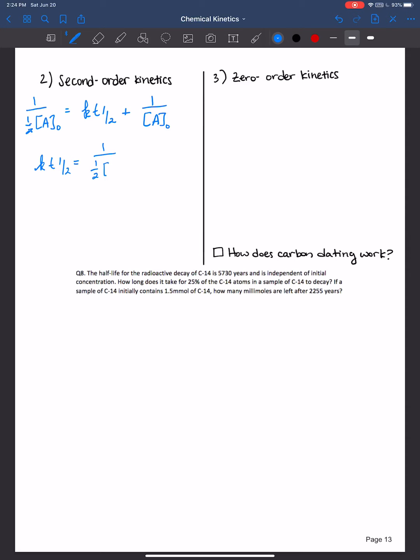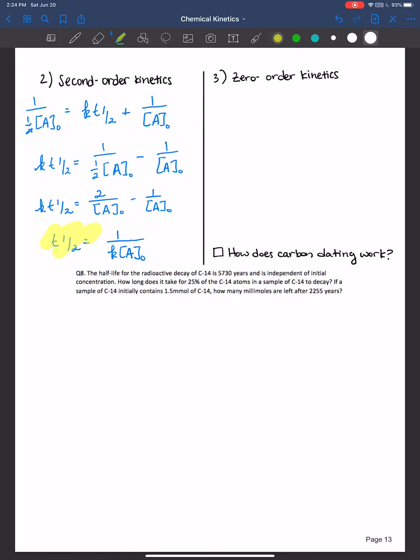So I'm just rearranging the equation, simplifying it some more, and solving for the half-life. So the half-life for second order kinetics is 1 over k times the concentration initially. So definitely dependent on the initial concentration.